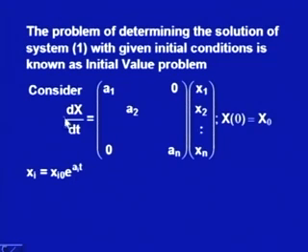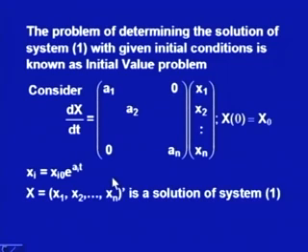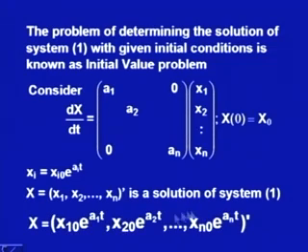i is equal to 1 will give the solution of the first equation, i is equal to 2 will give the solution of the second equation, and so on. So, this is the general solution. Once we have obtained this, x is equal to the column vector x1, x2, ..., xn is a solution of system 1. So, this represents a solution of this equation, and if you substitute these values the way we have computed here, this is the solution vector of this differential equation.